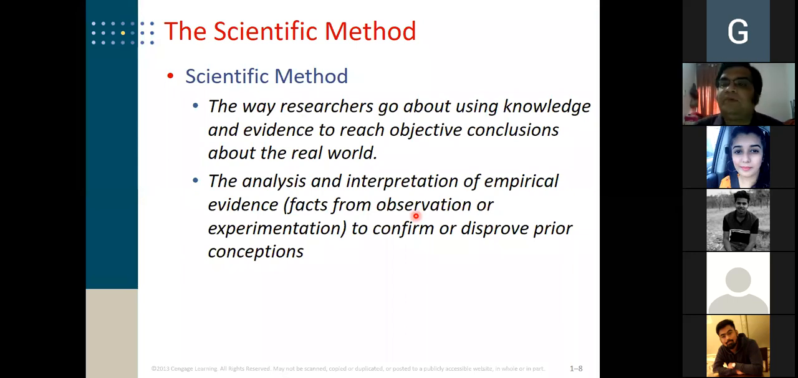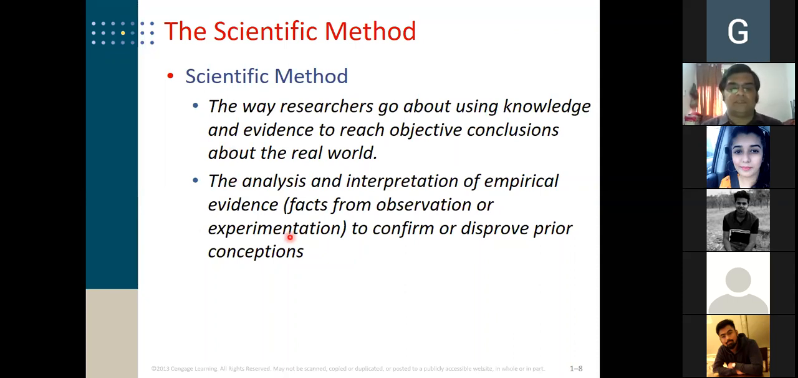So scientific method, if you remember, I used the term scientific method. Now I will explain why we are calling it a scientific method. So what is scientific method? The way researchers go about using knowledge and evidence to reach objective conclusions about the real world. They use a scientific method, the analysis and interpretation of empirical evidence to confirm or disprove prior conceptions.